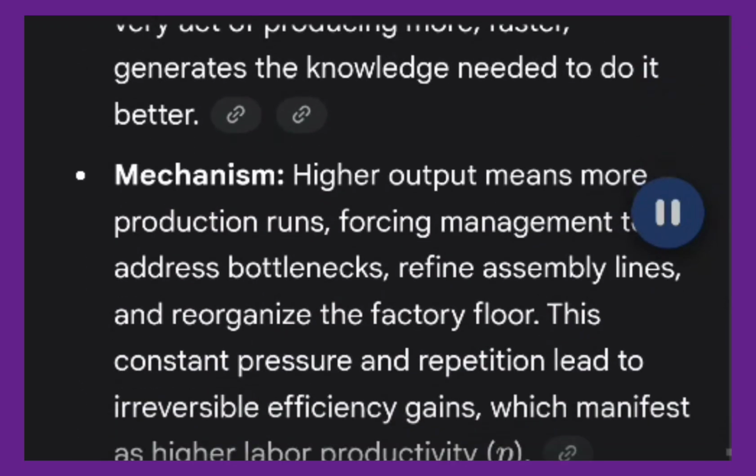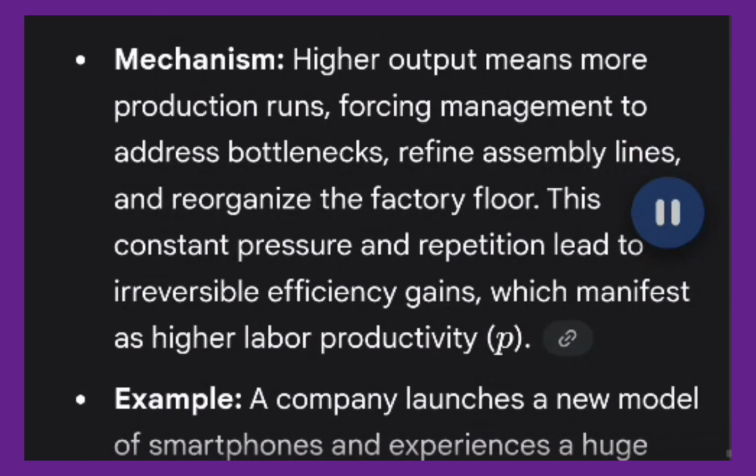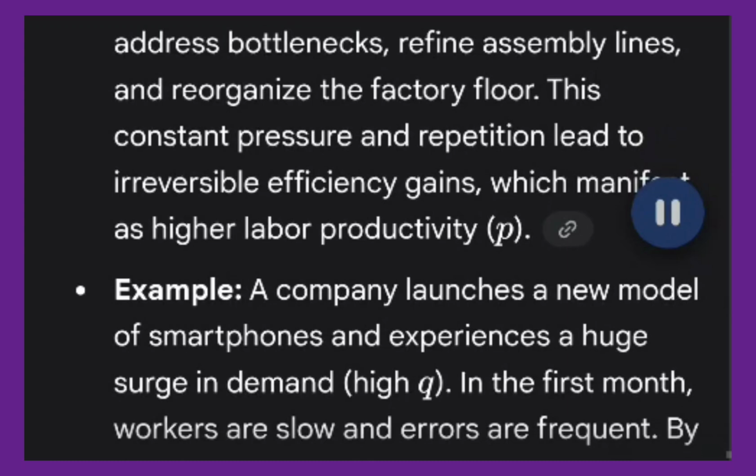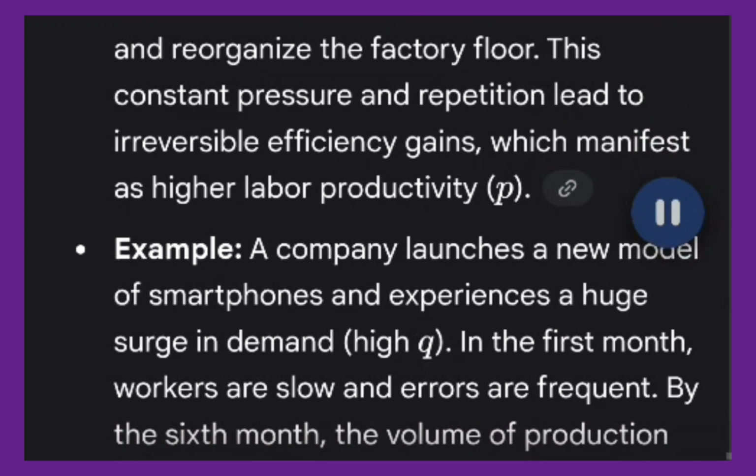Mechanism. Higher output means more production runs, forcing management to address bottlenecks, refine assembly lines, and reorganize the factory flow. This constant pressure and repetition lead to irreversible efficiency gains, which manifest as higher labor productivity, P.